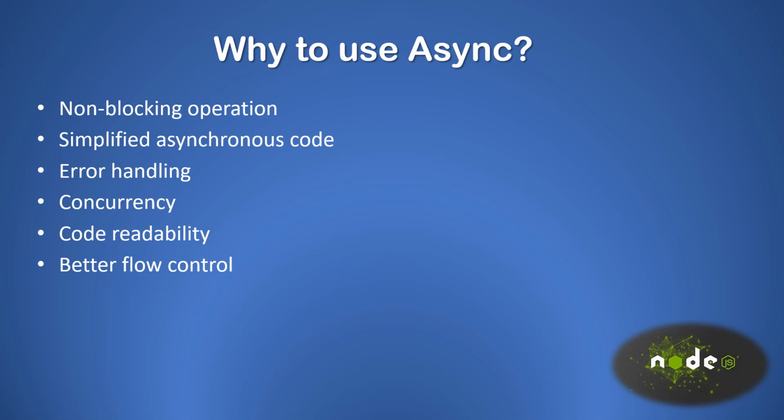Then comes code readability. So async await improves code readability, making asynchronous code look like synchronous. Better flow control helps manage complex async flows like loops, conditions, and sequential tasks more efficiently. This is the reason why to use async in your coding practice.